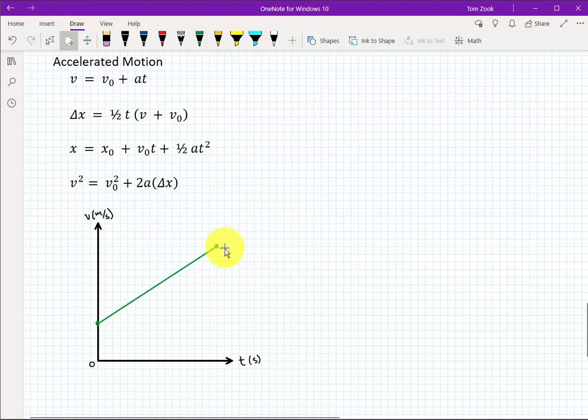So here's my velocity versus time graph. Now this velocity is increasing. It did not start at 0. And as time goes by, it steadily increases to a new velocity.